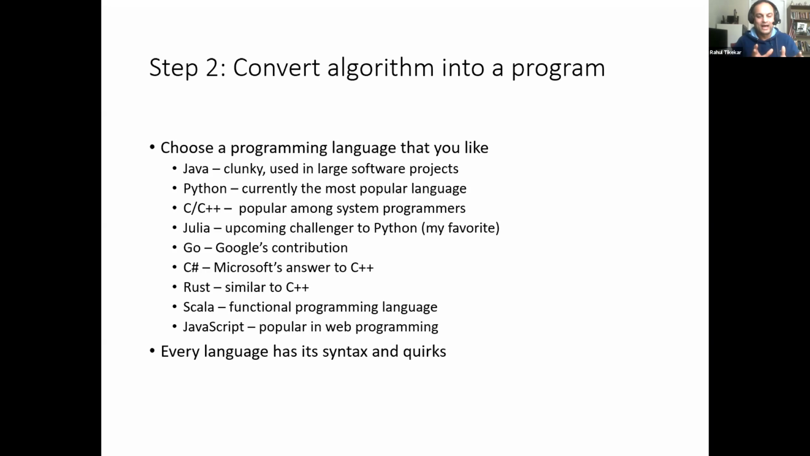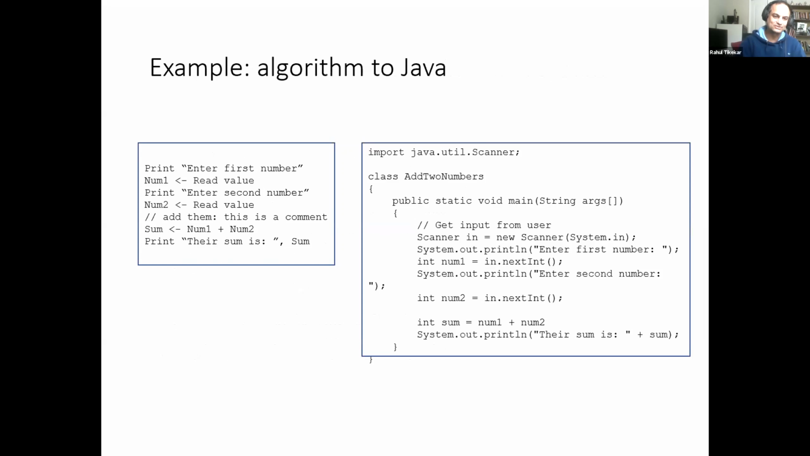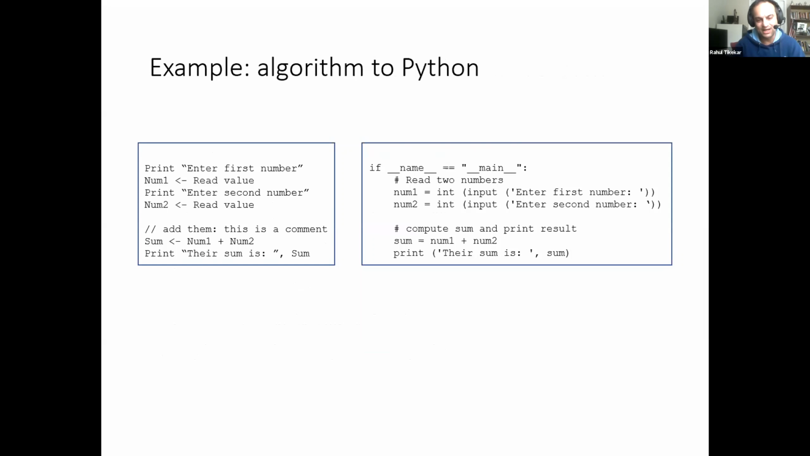Each language has its syntax. Algorithm does not have a syntax. You write it in the way you like it, in a sort of a pseudocodish way. But once you start writing it in a programming language, you've got to follow its rules, its syntax, and its quirks. So here is an example of taking the algorithm that we wrote to read two numbers and sum them in Java. So Java has its way of writing things syntactically. So that's how it looks. Now here is the same algorithm, but this time written in Python.